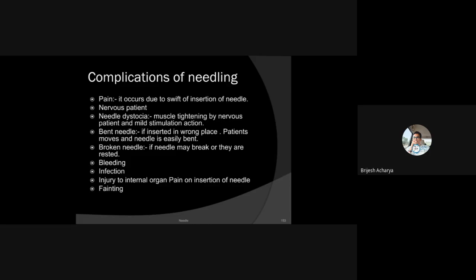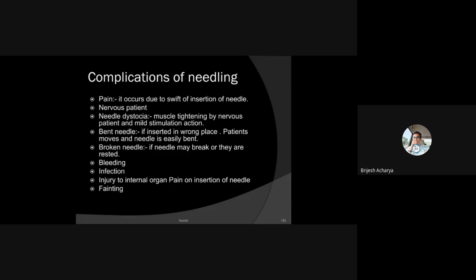Now, these are the complications. Needle pain, then the patient may get nervous, so psychological counseling is a must. Needle dystonia, that means the needle is getting stuck inside the muscle. The needle will not come out even if you pull. What you can do is insert another needle beneath the first one, and take out both needles simultaneously to resolve this needle dystonia.